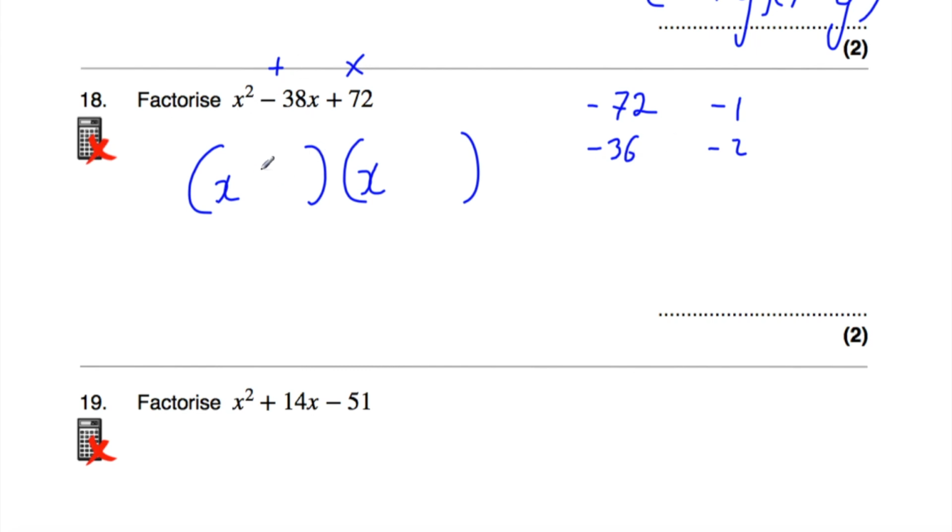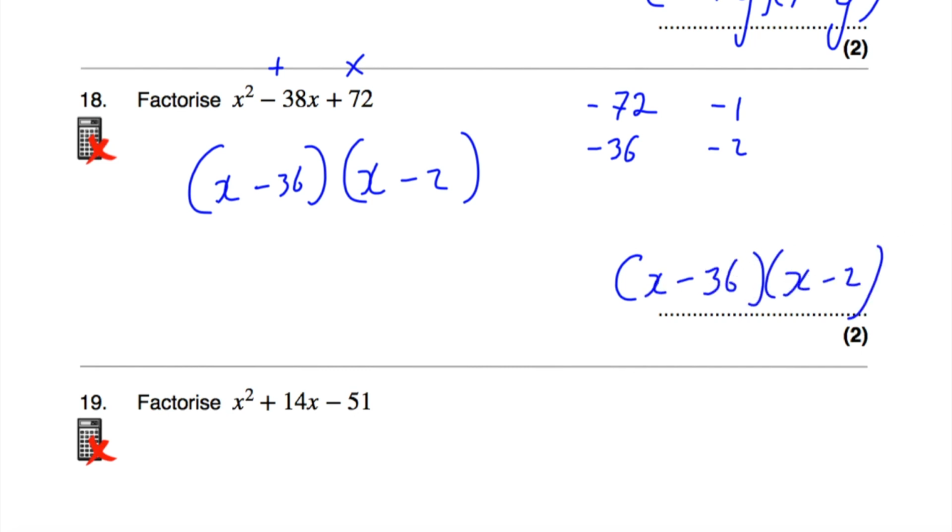So that's fantastic. So that means inside of our brackets, we're going to have x minus 36. And in the other bracket, we're going to have x minus 2. And that's it. So if we're asked to factorise x squared minus 38x plus 72, the answer would be x minus 36, x minus 2.